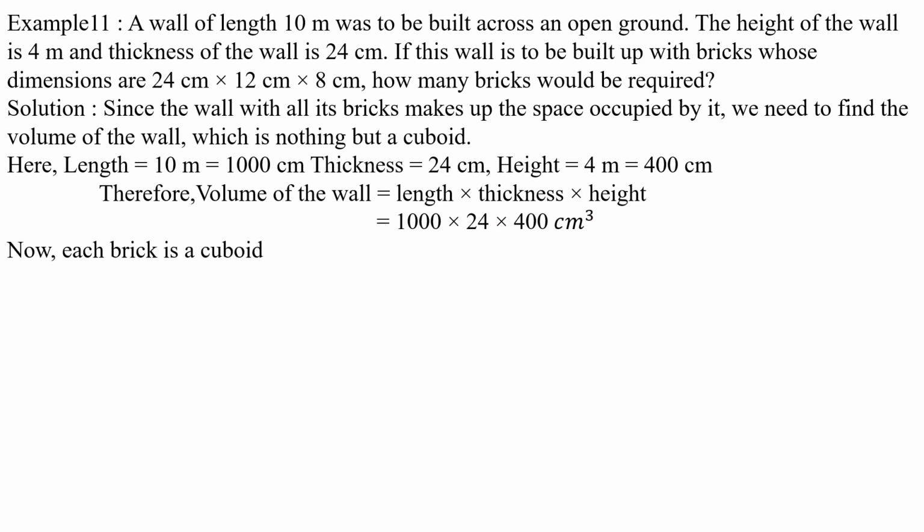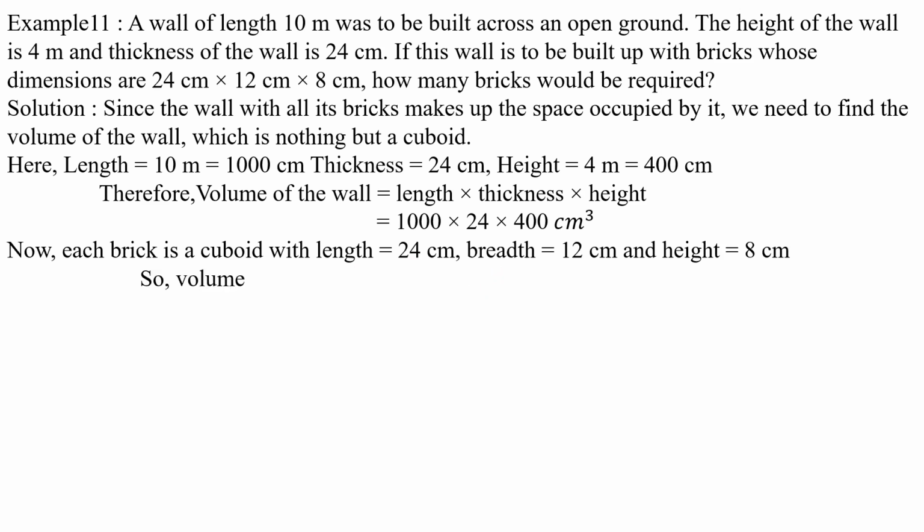Now, each brick is a cuboid with length 24 centimeters, breadth 12 centimeters, and height 8 centimeters. These are the dimensions of a brick. It is in the form of a cuboid. Okay, my children, understood this step? Right. So, the volume of each brick is equal to length into breadth into height. Okay, my children, here also we used the formula to find the volume of a cuboid, length into breadth into height.